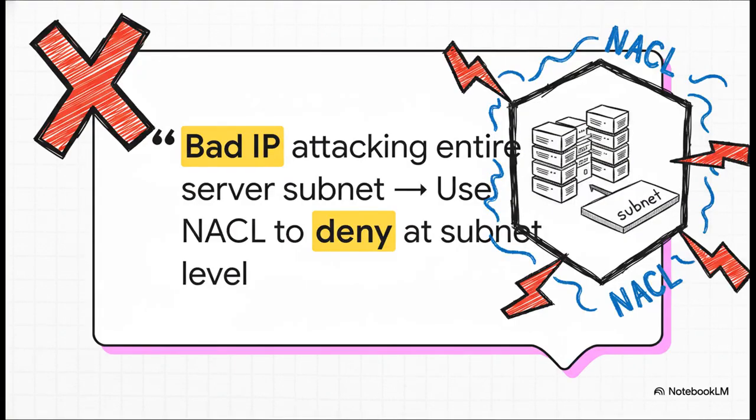This scenario just sums it up perfectly. You've got some bad IP address trying to attack your entire subnet. A NACL is your best friend. You write one rule to deny that IP at the subnet's entrance, and everything inside is protected. It's efficient, it's effective, and it's really the main reason NACLs are there.